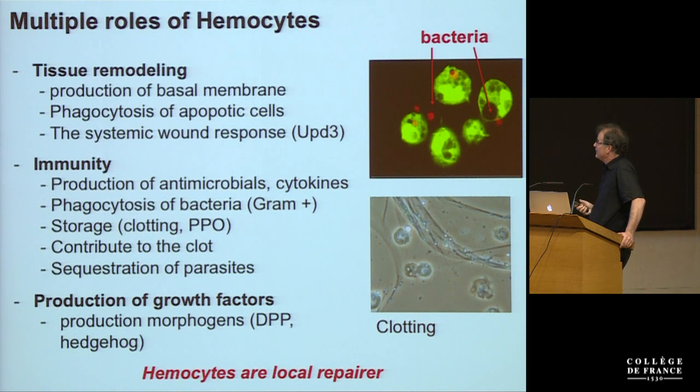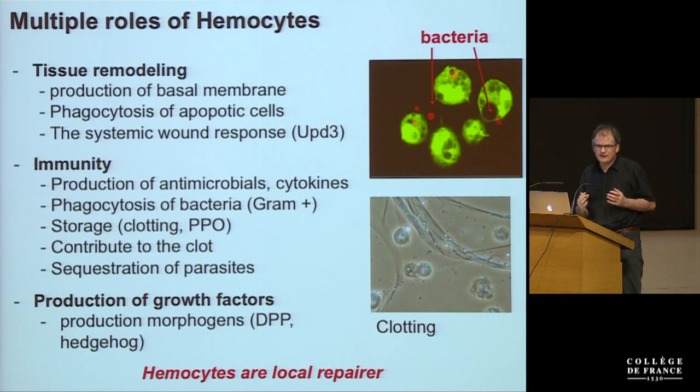So studies have shown that hemocytes have multiple roles. They are involved in tissue remodeling, production of basal membrane, phagocytosis of apoptotic cells, the systemic wound response, production of antimicrobial peptides, phagocytosis, and storage. They are very important for storage of a number of enzymes. They contribute to the clot that you can see here, and they are involved in sequestration of parasites.